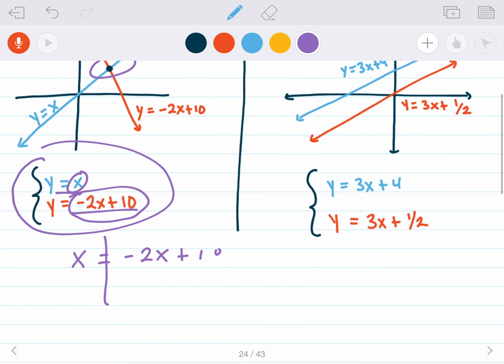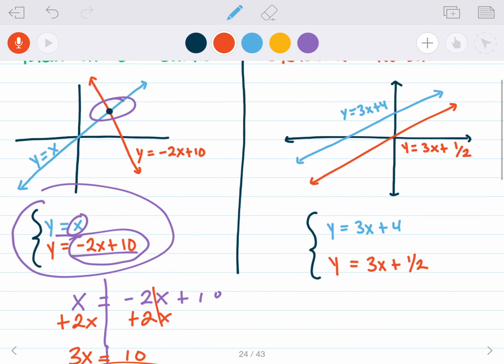And so we can go ahead and solve for x. I can add 2x to both sides to undo that subtraction of 2x on the left. And when I do that, I get 3x is equal to 10. And I'll go ahead and divide both sides by 3 to get x equals 10 over 3. So this is our x.